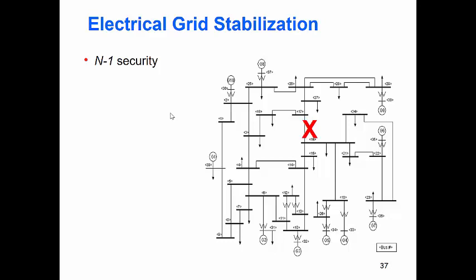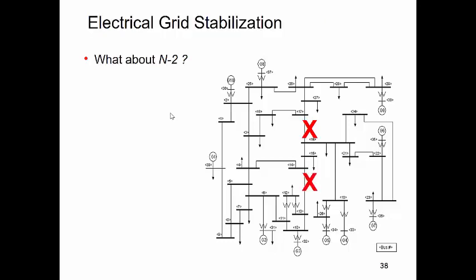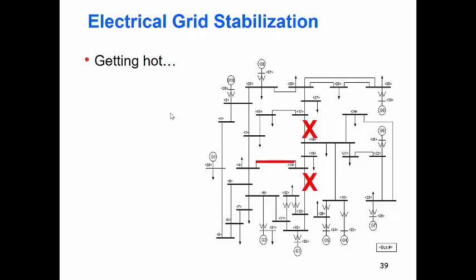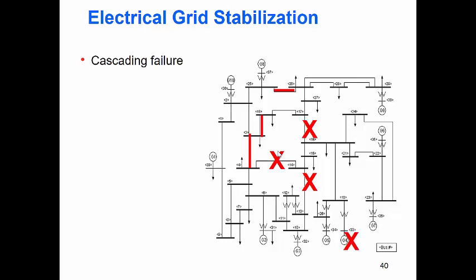But that doesn't say what happens if two lines go out, right? If two lines go out, sometimes bad things can happen. Maybe those two lines go out and this line starts getting hot, just from the energy flow, and that line goes out. And then this is where these cascading failures happen. They're hard to predict.